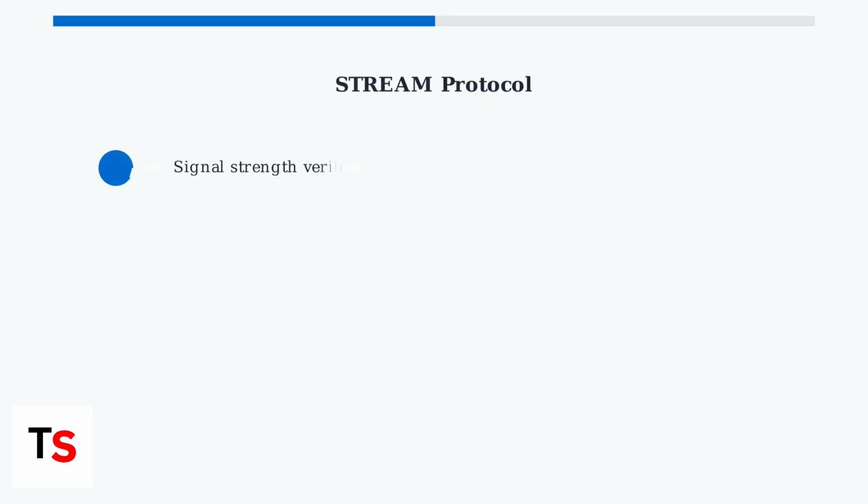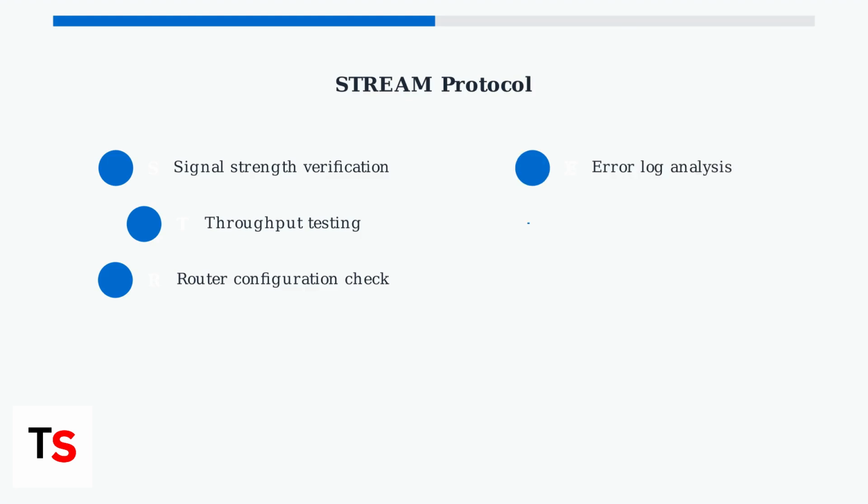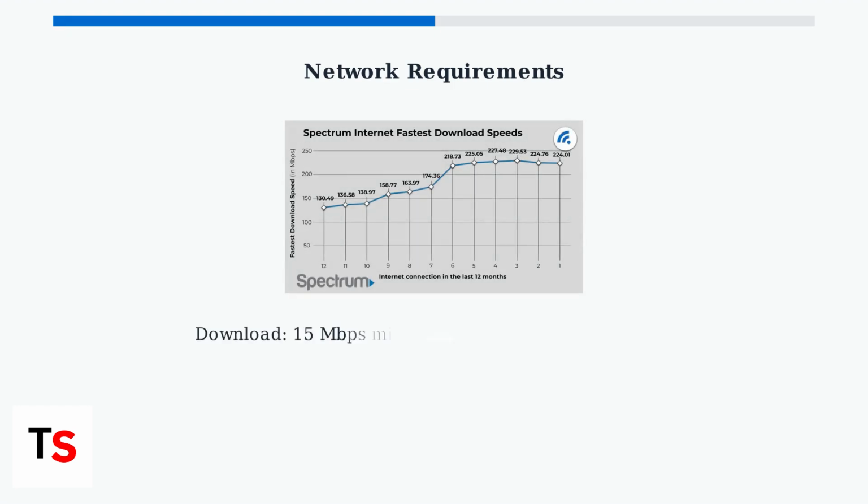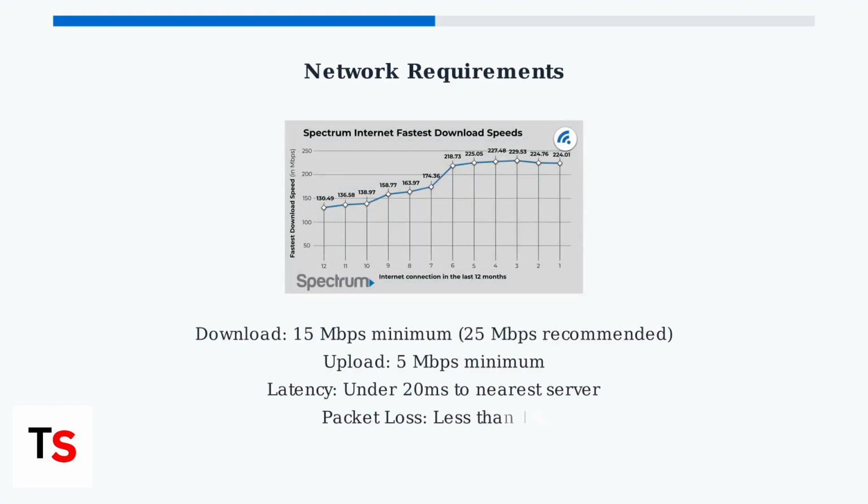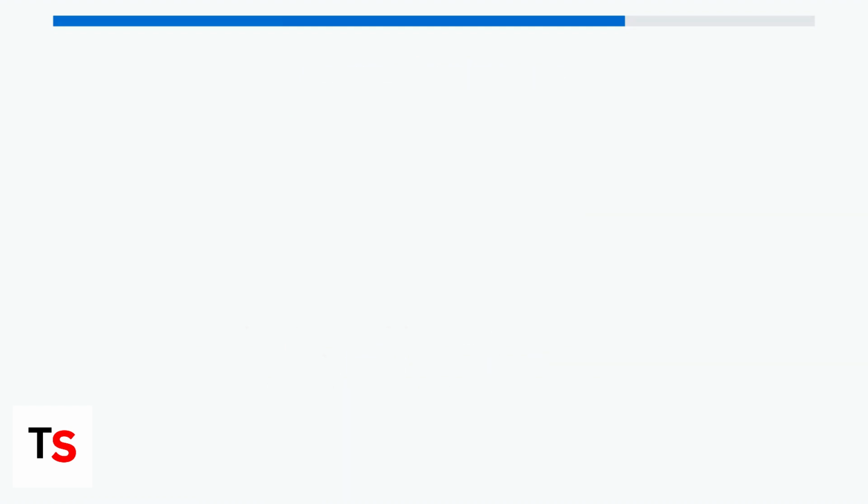When troubleshooting PlayStation Portal cloud gaming issues, Sony recommends following the Stream Protocol, a systematic six-step approach to identify and resolve connectivity problems. Before troubleshooting, verify your network meets PlayStation Portal's minimum requirements. You need at least 15 megabits per second download speed, with 25 megabits recommended for optimal performance.